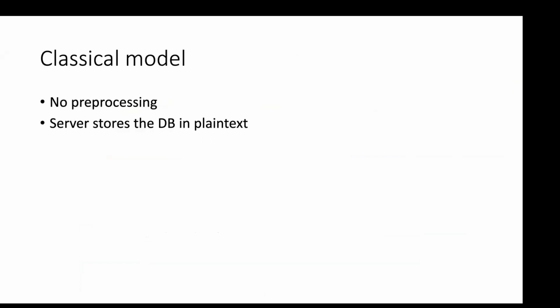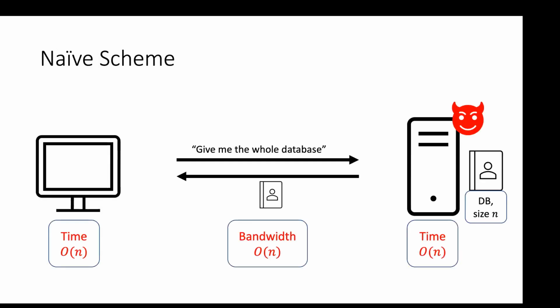In the classical model of PIR, we assume there is no preprocessing phase, and the server stores a database in plain text. Here, we assume the database is an n-bit array, so if you access one index, it returns a bit. There is a very trivial naive scheme in the classical model. Whatever the client is querying, it simply says, give me the whole database, and it downloads the whole database locally.